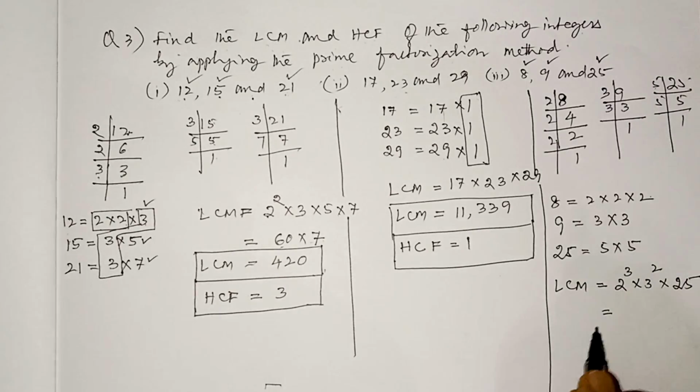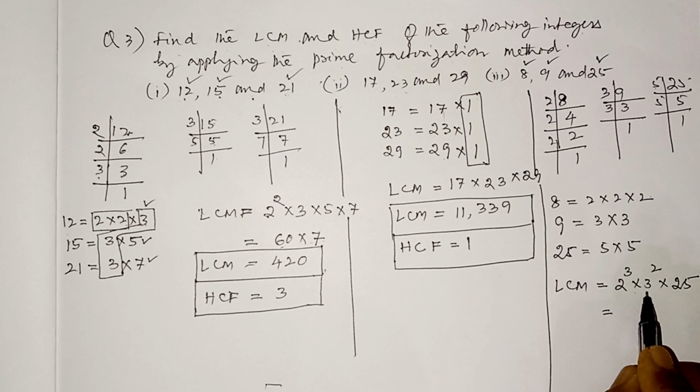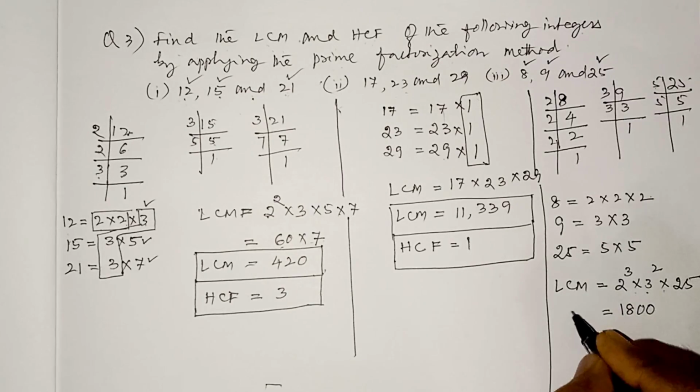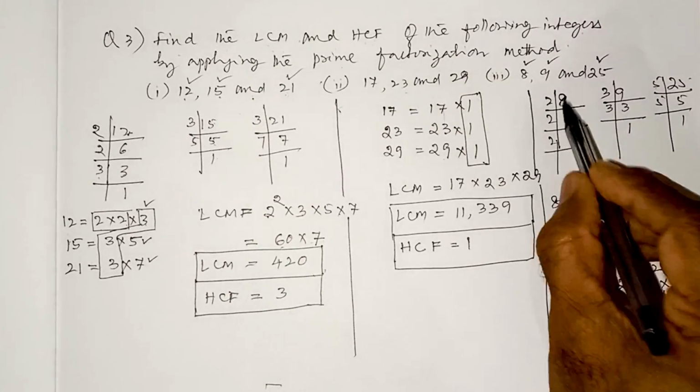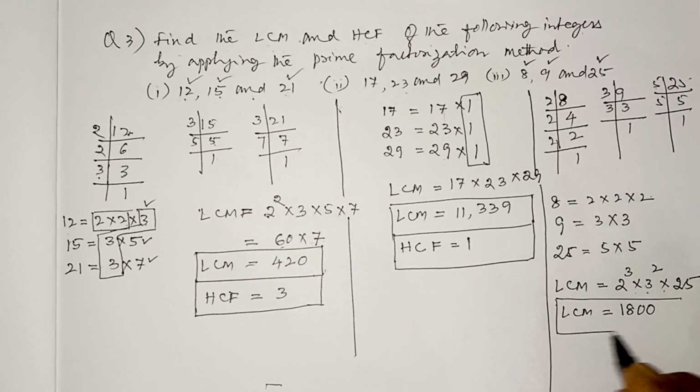And then multiply 2 cube into 3 square into 5 square, that is 25. You get 1800. LCM of these three numbers is 1800. Now go for HCF.